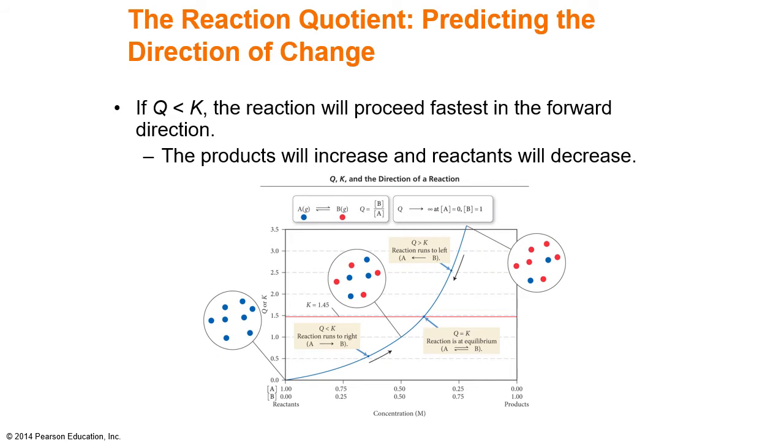When K is larger than Q, we're going to proceed in the forward direction. We're going to move towards the production of more products because we will have an excess of reactants. The denominator is going to be larger. So we're going to increase the amount of products by moving the reaction in the forward direction.